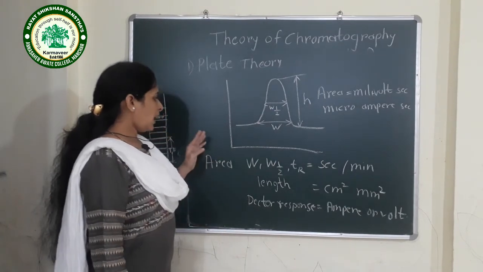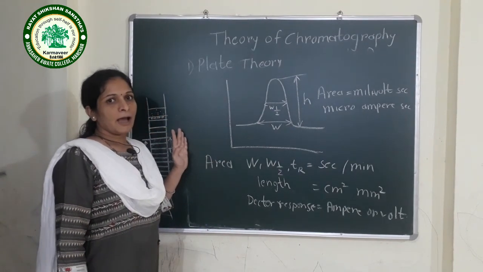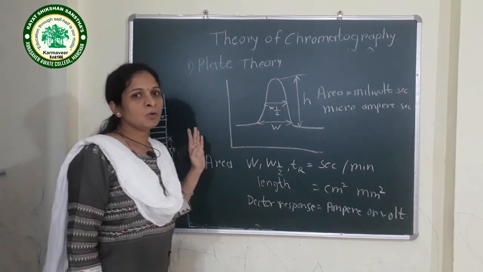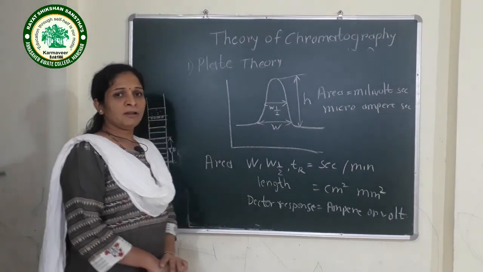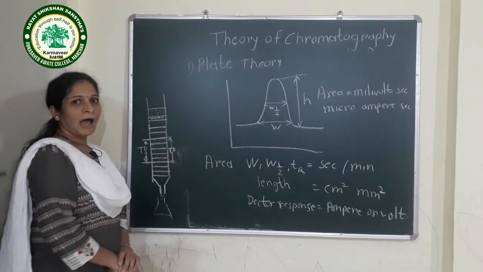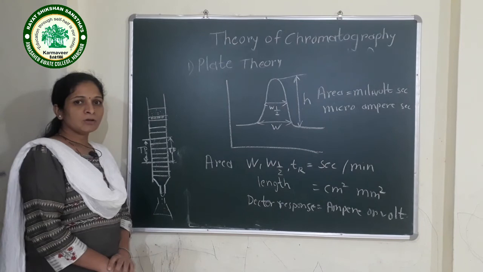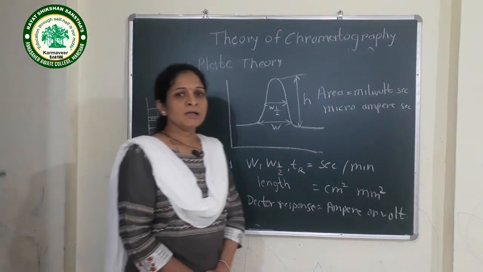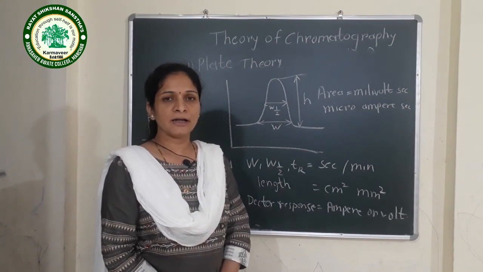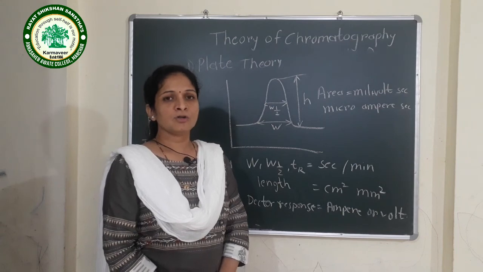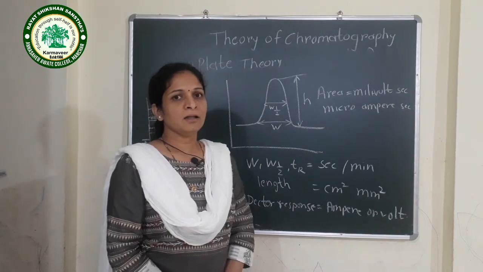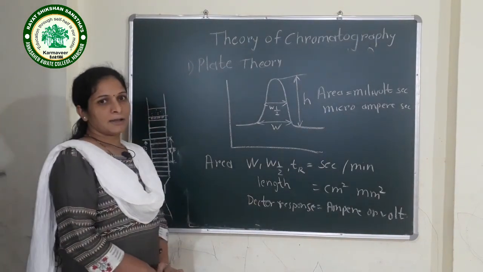Then the height equivalent to the theoretical plate, the number of theoretical plates and the length of the column are related to each other. When there is a small value of HTP, it gives a high value of N. It is also related to the particle size of the stationary phase. If the particle size of the stationary phase is smaller, it gives a greater surface area for adsorption, so that the equilibrium will take place to a greater extent. Therefore, we get a greater separation.